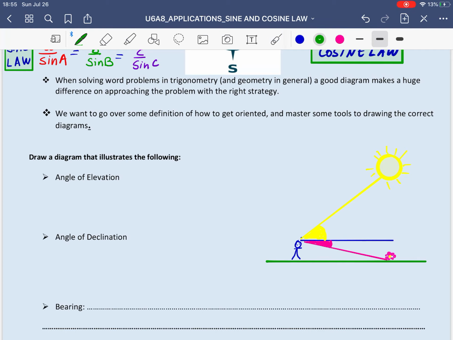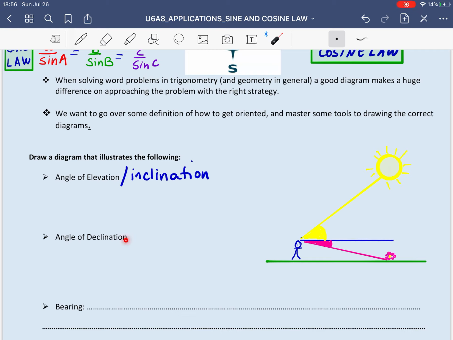So first of all, the angle of elevation. It's also known as the angle of inclination. The angle of inclination or the angle of elevation is the angle made between our line of sight when we're looking up and the horizontal line of sight. The horizontal line of sight is when we're looking straight, so we're not raising our eyes or lowering them.